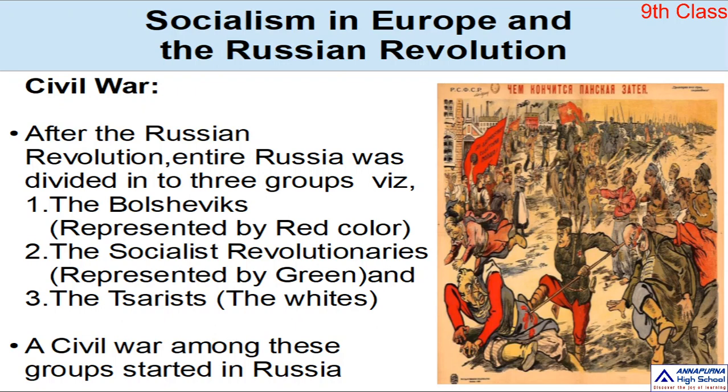And in the picture, you can see the civil war. All these people, the Bolsheviks, Socialist Revolutionaries, and Tsarists, wore different colors. They began to fight among themselves, and this is called civil war. Here you can see in the photo. Take a look at this photo, right?